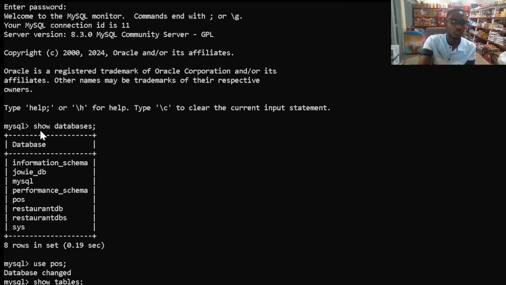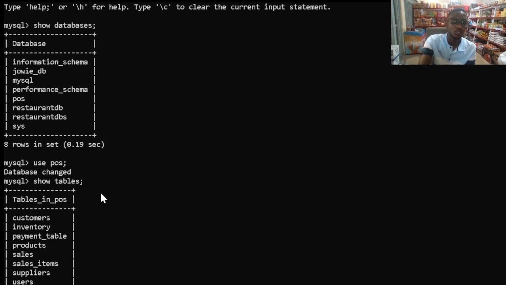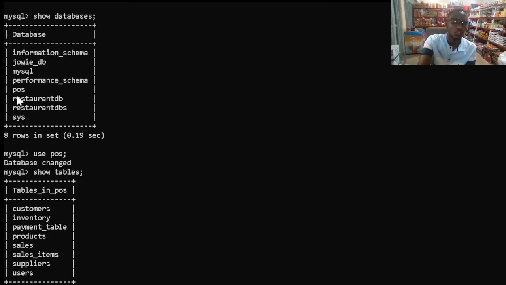So here I was trying to show the databases, and these are the databases. My database was Pos, and so I had to use Pos. Using Pos means that all the changes, all the new items, the tables will be added to this.